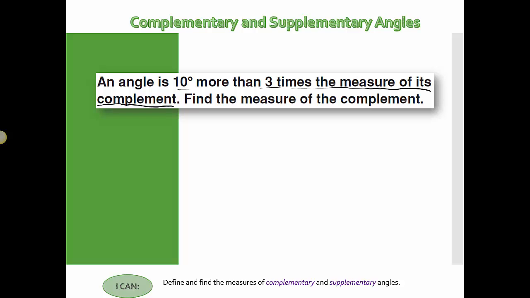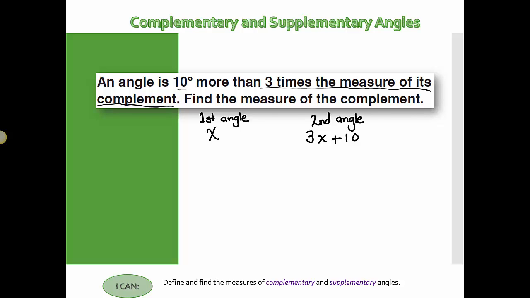So we really have two angles that we're dealing with here. The first angle we don't know. I'm going to call that angle x. That's our first angle. We do know something a little bit about the second angle. We know that it's 10 degrees more than 3 times the measure of the first angle, or its complement. So the second angle could be represented by 3x plus 10.